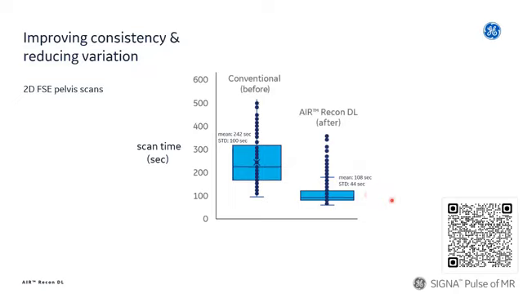So you get what I mean here. We now have much more consistent results, and the variation is less. The average scan time is less, and so this site is much happier. Not only do they have shorter exam times, but they also have more predictable exam times. There's much less variation that they see.